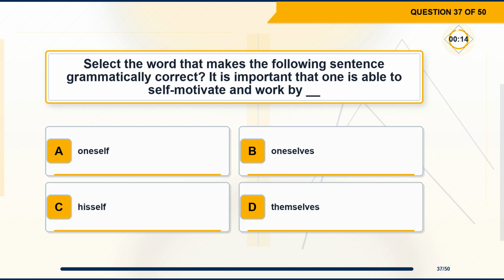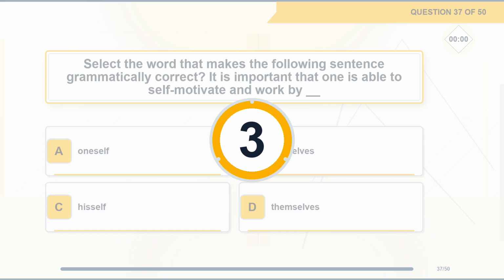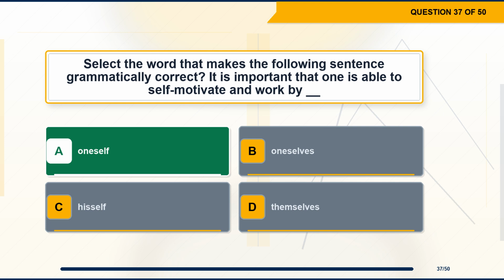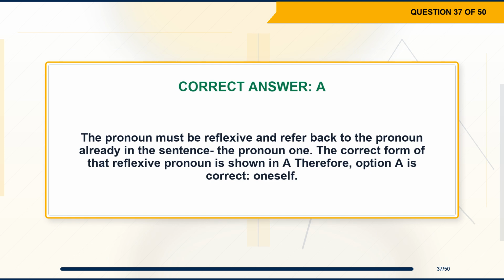Question 37. Select the word that makes the following sentence grammatically correct. It is important that one is able to self-motivate and work by blank. Option A, oneself. Option B, oneselves. Option C, hisself. Option D, themselves. The correct answer is option A, oneself. Explanation. The pronoun must be reflexive and refer back to the pronoun already in the sentence, the pronoun one. The correct form of that reflexive pronoun is oneself. Therefore, option A is correct, oneself.